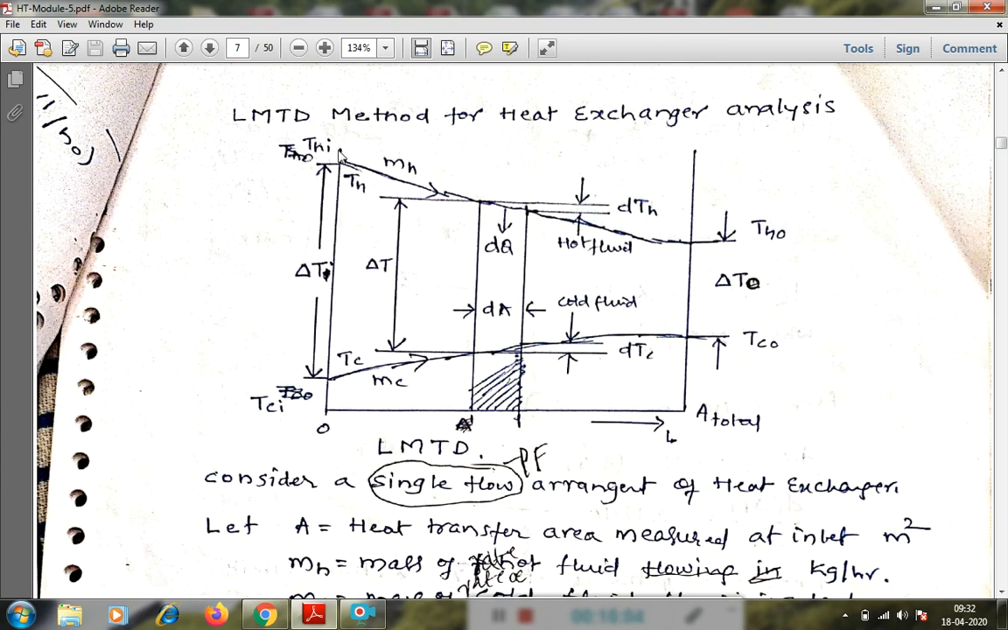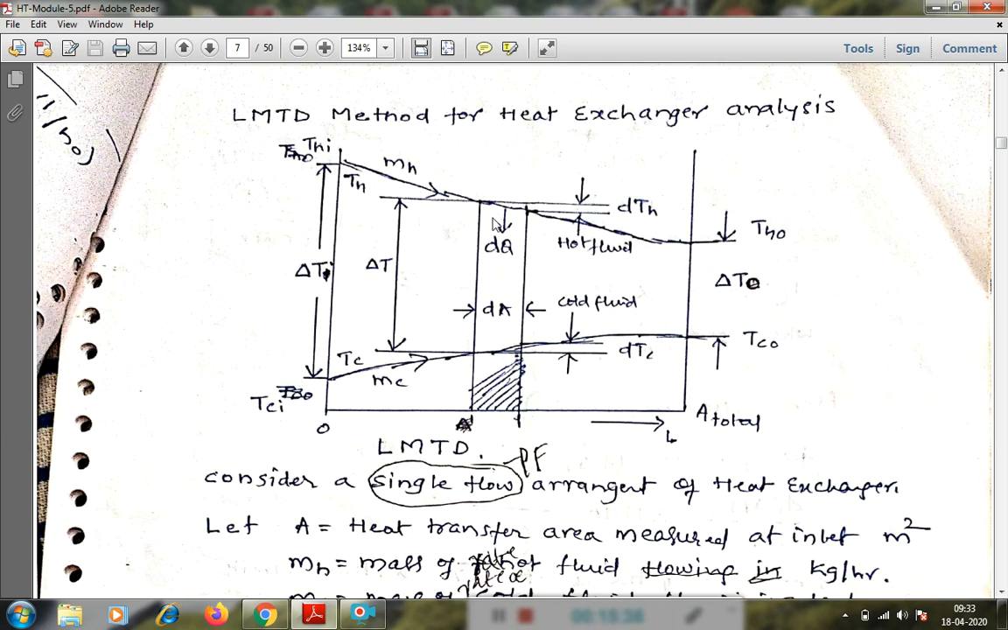Where the hot fluid temperature decreases from Thi, the inlet hot fluid temperature, to Tho, the outlet hot fluid temperature, and the cold fluid temperature increases from the cold fluid inlet to the cold fluid outlet temperature, for the particular length of the heat exchanger. At the inlet the temperature difference we have taken as delta Ti, and at the outlet it is taken as delta To.